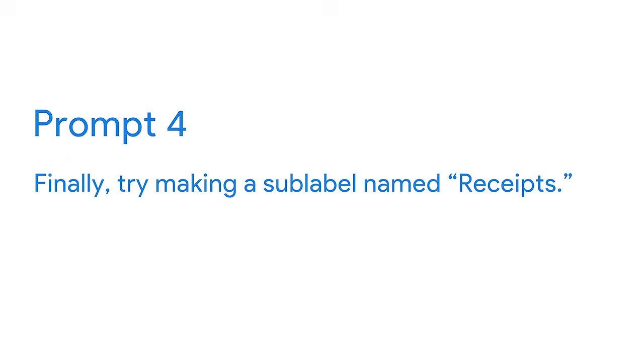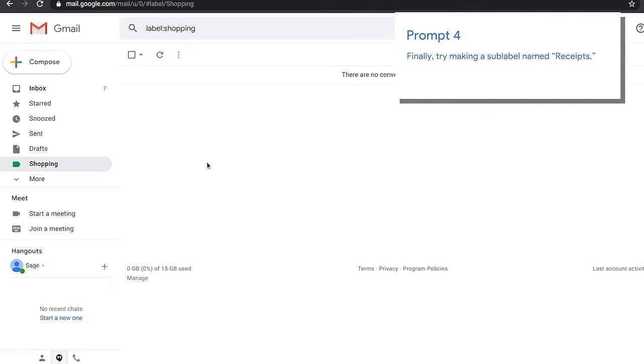Prompt 4. Finally, try making a nested label named receipts. I can try making a sublabel. Now that I know about the labels feature, this should be easy.